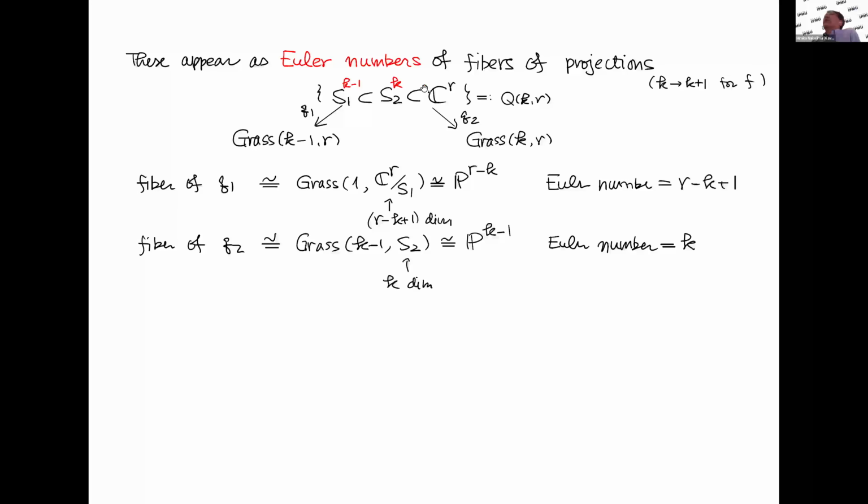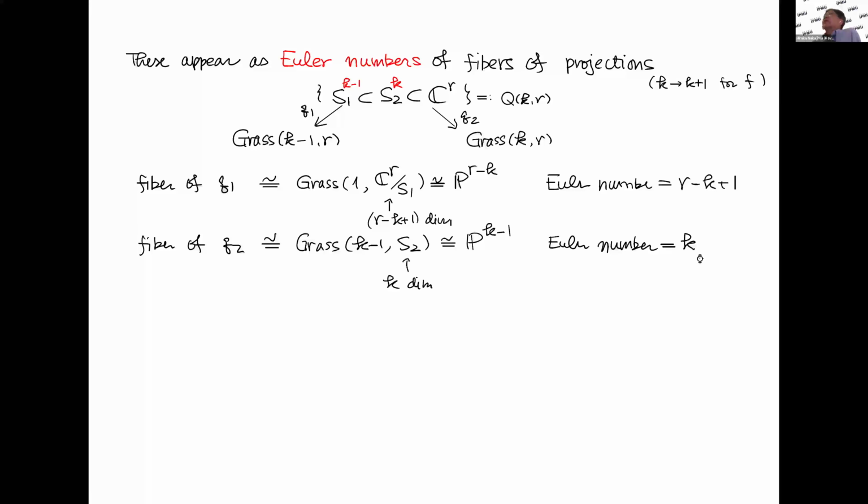Similarly, for the fiber of Q2, I fix S2 and consider all the possibilities of S1. Then this is a k minus 1 dimensional subspace in k dimensional space. This is again a projective space, a k minus 1 dimensional complex projective space, and the Euler number is equal to k.